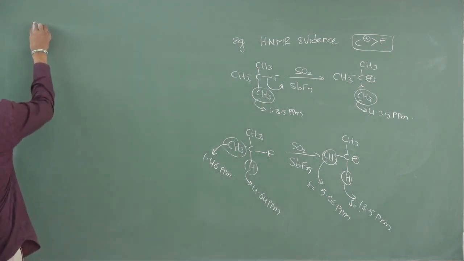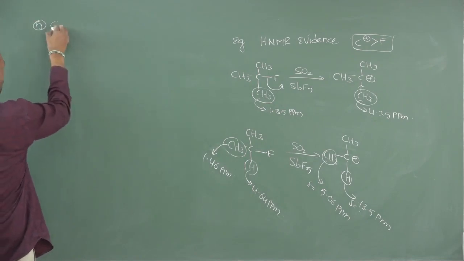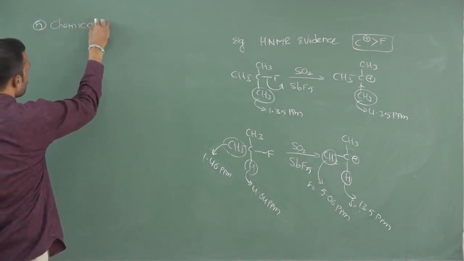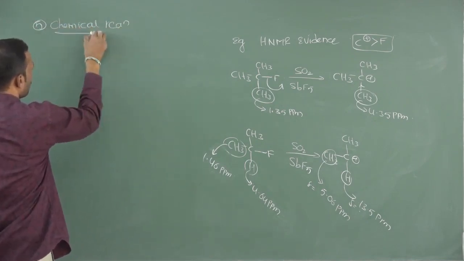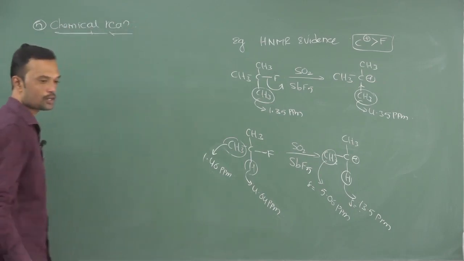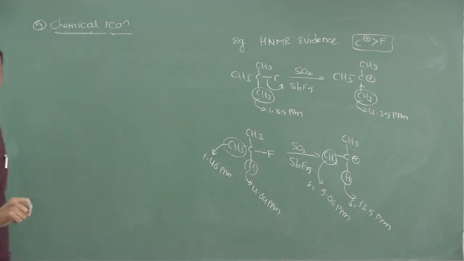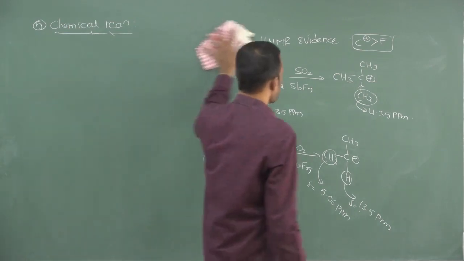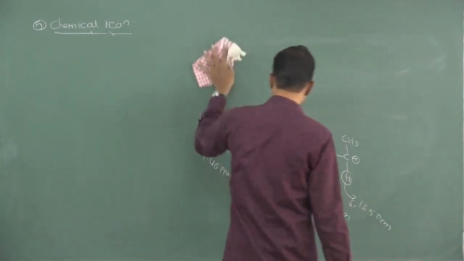So this is the last one. Detection is over. Then finally, we need to learn about chemical reactions of carbocation. First we learned structure, generation, then stability, detection, and finally chemical reactions. This is the last one in the case of carbocation.